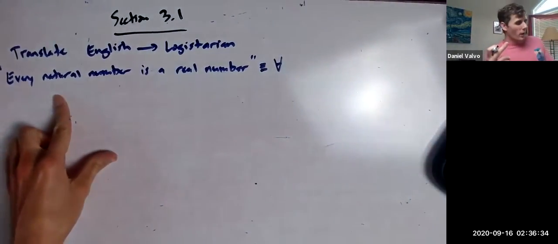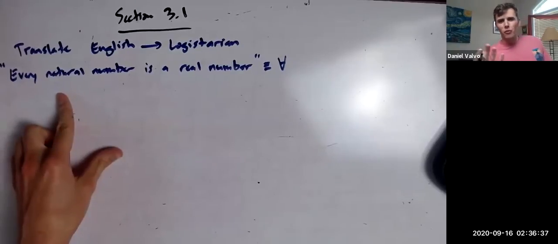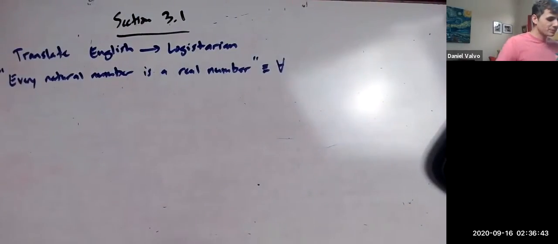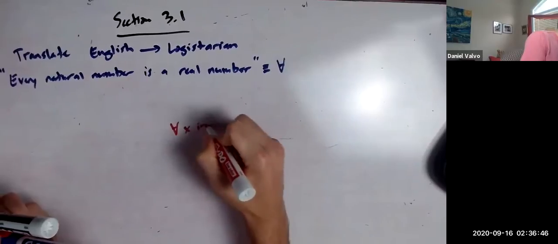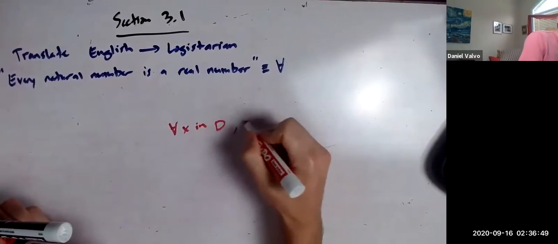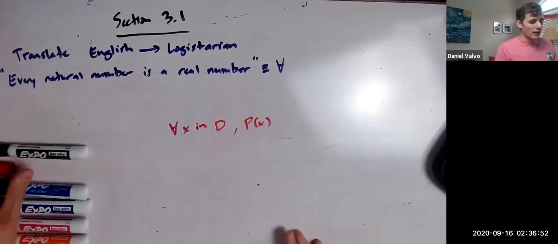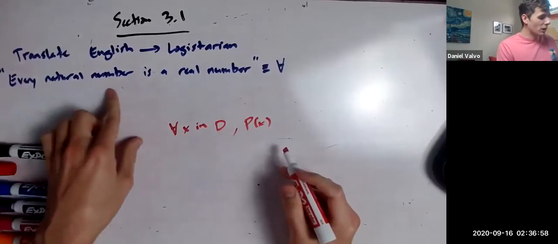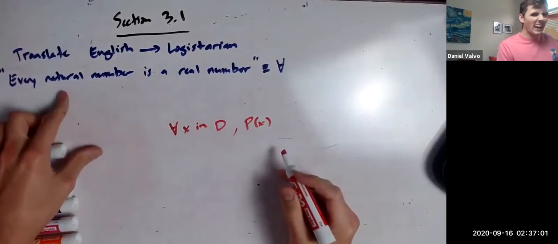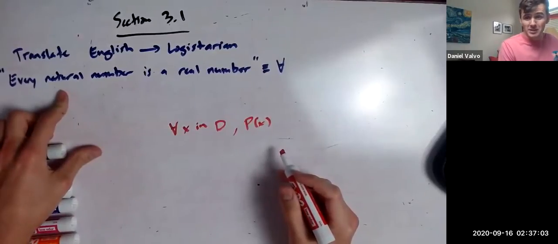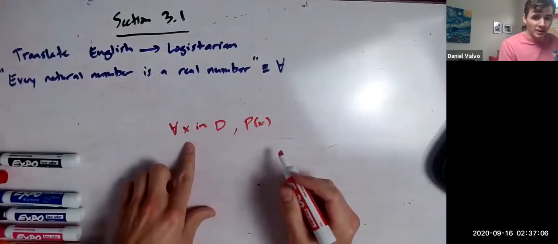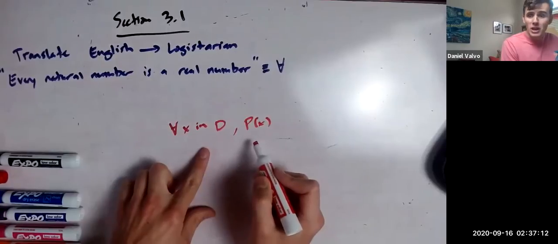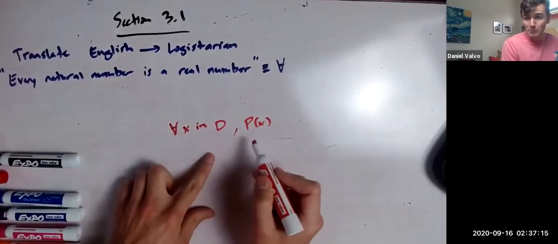But remember, for all statements are universal statements. Universal statements all go like this. They all say that for all x in some domain, we have a predicate being true. And what's really happening here is they take a statement like every natural number is a real number, and instead of looking at every natural number at once, it looks at a particular one. So this is saying for any particular x in the domain, p of x is true. But that's the same thing as saying for everything in the domain, p of x is true.